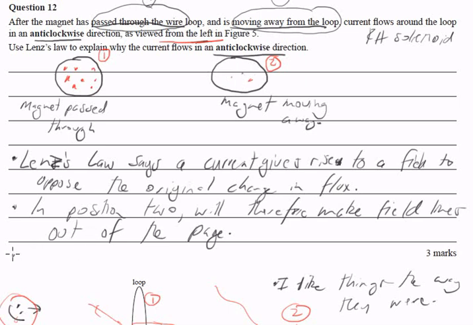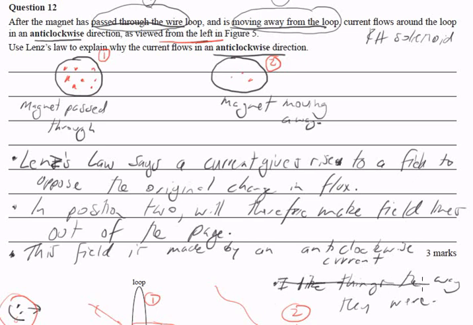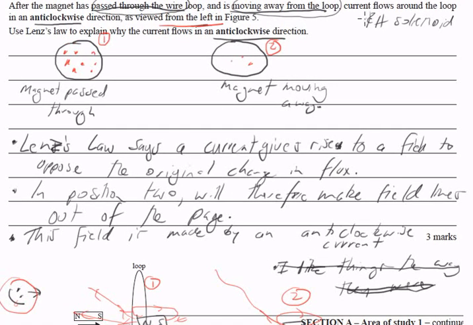So then my last dot point is this field is induced, is made by an anti-clockwise current. And I can cross out my working here because they don't need to see that. And I'm just left with my answer.